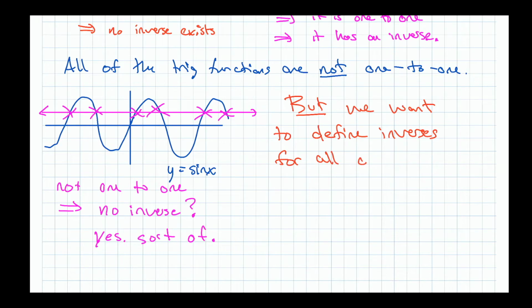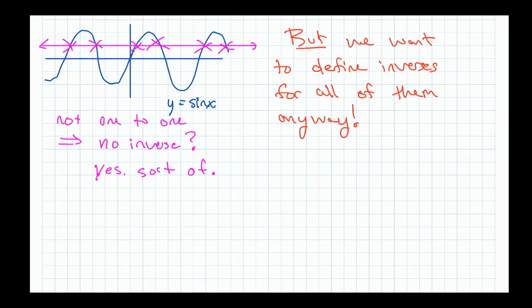For all of them, anyway. Okay, so how are we going to do that? It's an interesting question. In order to make it so that they do have an inverse, we're going to restrict the domain of the function to a section where they are one-to-one. Okay, so this is how we do it.